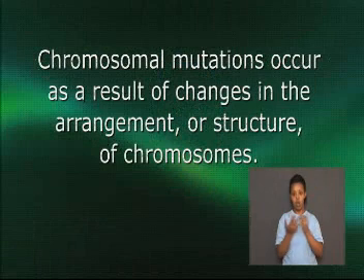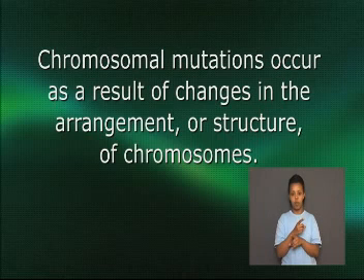In today's lesson, we will describe chromosomal mutations. We will discuss aneuploidy, polyploidy, and autopolyploidy. Students, if you are ready, then we will begin. Chromosome mutations occur as a result of changes in the arrangement or structure of chromosomes. Mutations often take place during meiosis, or sex cell formation, in prophase 1.